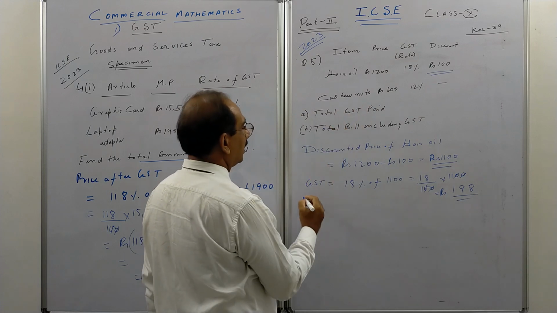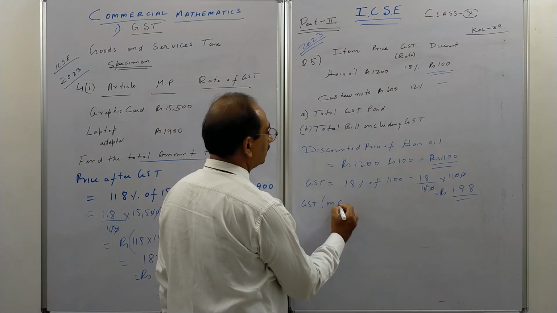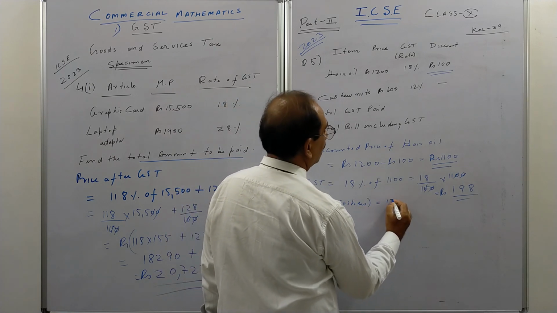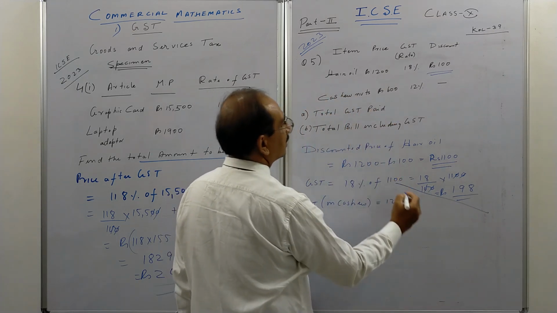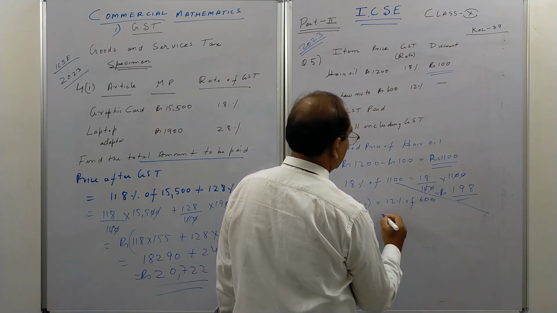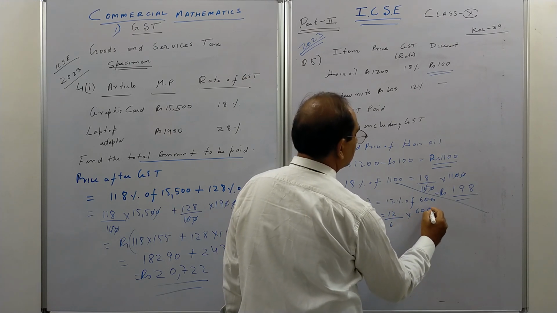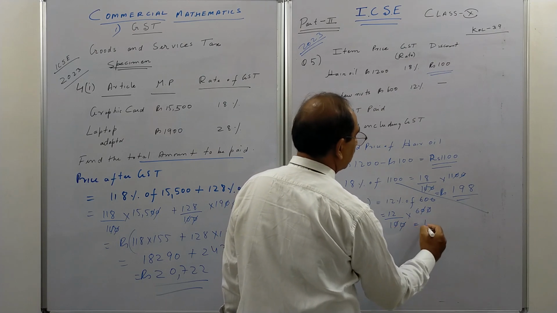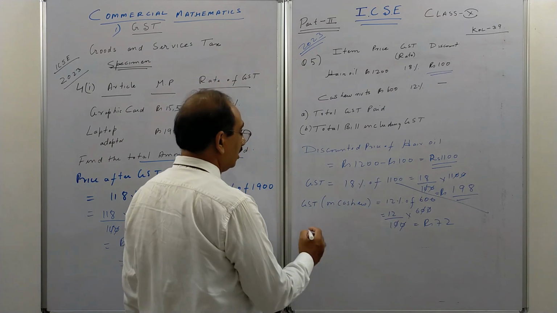Next part is on cashew nut. GST on cashew, okay, is 12% of 600. So 12 by 100 into 600. So it is rupees 72. So generally you get 1 mark for finding this.